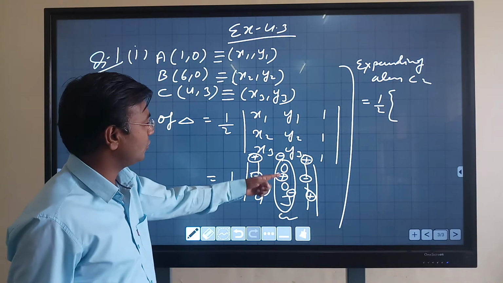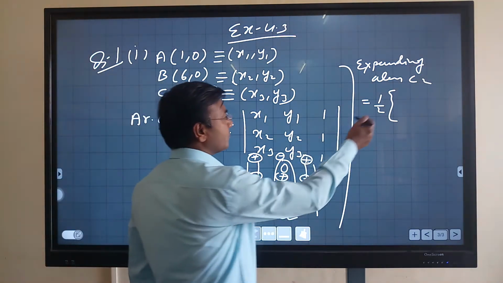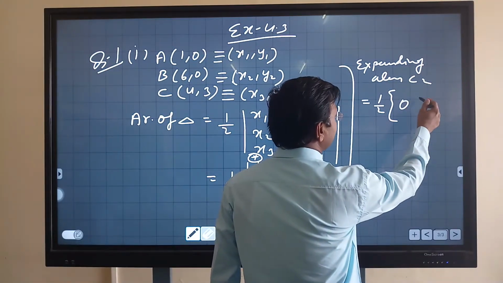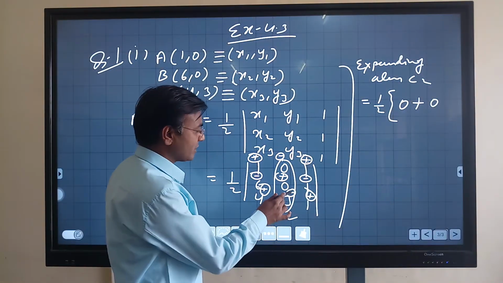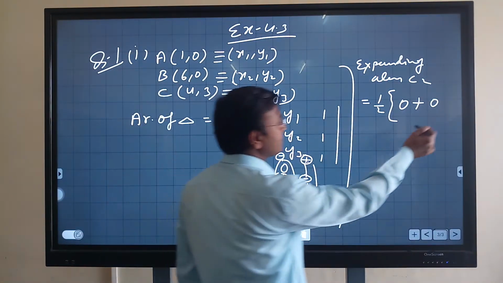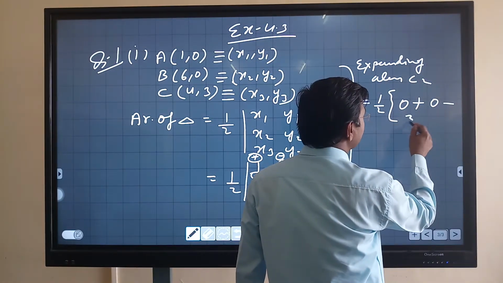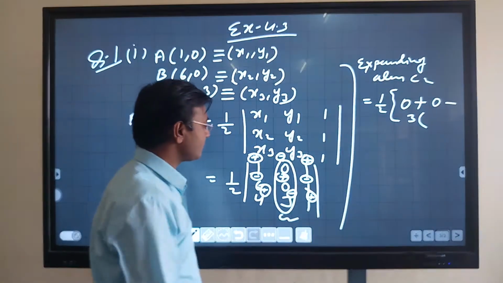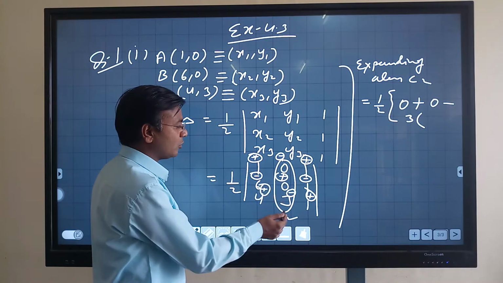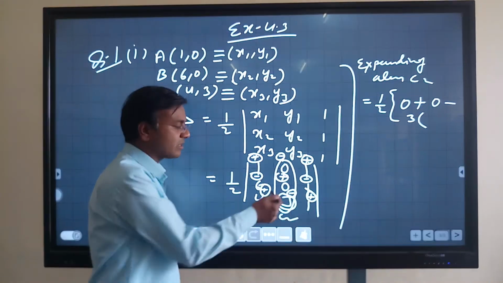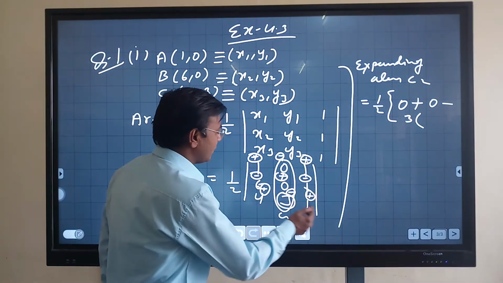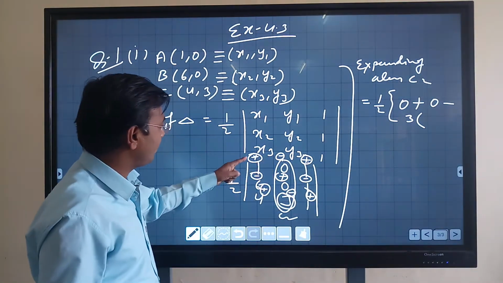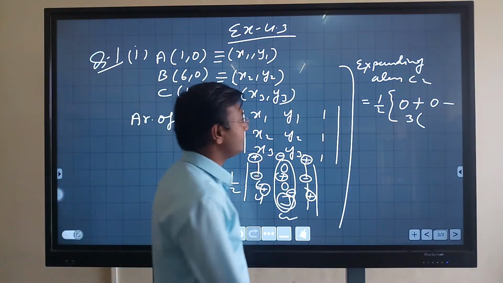So now 0, 0, 3. We even don't need to write any symbol. So we can write 0 plus 0 directly. And for this element 3, it is with minus. So minus 3 into, now we delete the row and column in which this element is coming. As you know how to expand the determinant, delete this row and this column. So we will have 1, 6, 1, 1.